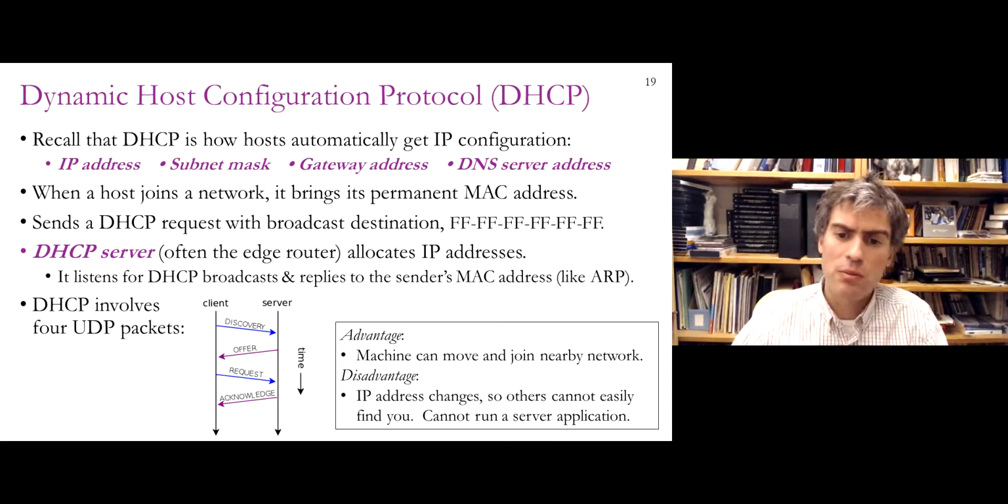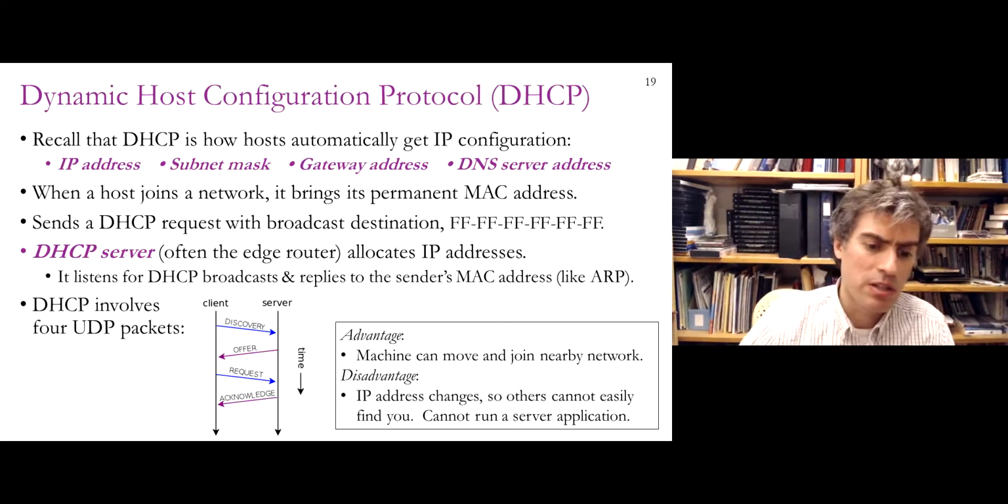When a host joins a network, it brings its permanent MAC address, it can send a DHCP request as a broadcast on Ethernet. So it uses this FFFF destination in its DHCP request. This discovery message that's shown in this flow in the bottom is a broadcast. The DHCP server, which is usually the edge router, will see this and respond to it. It's responsible for allocating IP addresses. Of course, all the other machines on the subnet see the DHCP broadcast, but hopefully you have just one DHCP server that's running to give the response. Otherwise, you'd have conflicts, and it would kind of be a mess.